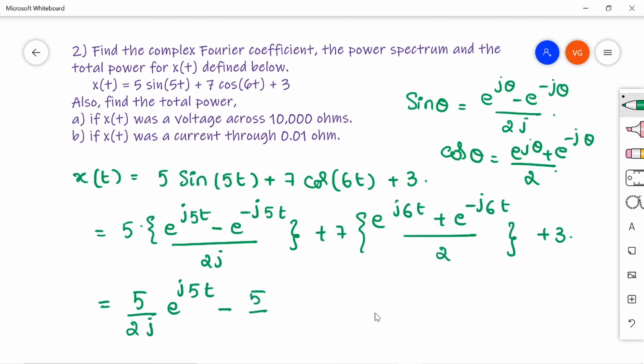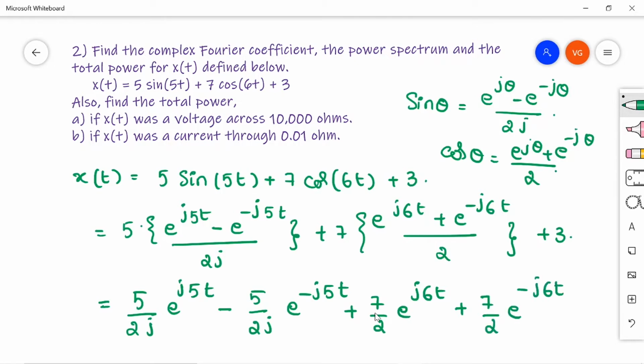Minus 5 by 2j e power minus j5t. Similarly, plus 7 by 2 e power j6t plus 7 by 2 e power minus j6t plus 3, right? So this is how I have expanded. Now again, if you see, it's a combination of two signals with two different frequencies, and one is a sinusoidal signal and the other one is a cosine signal.